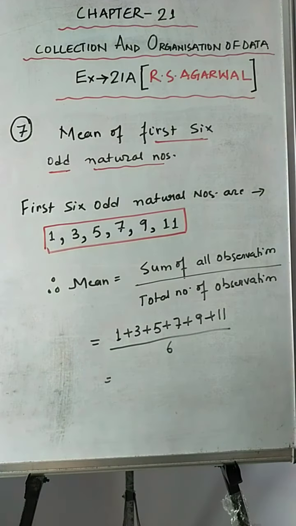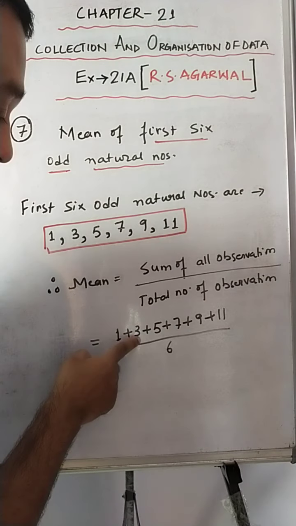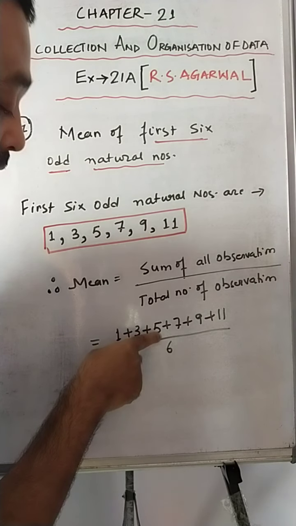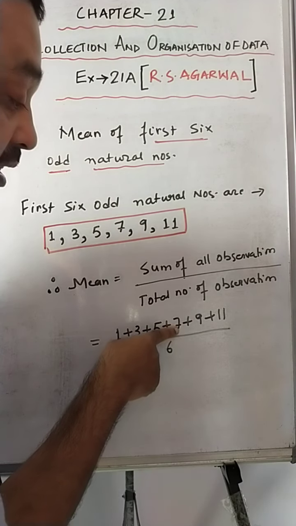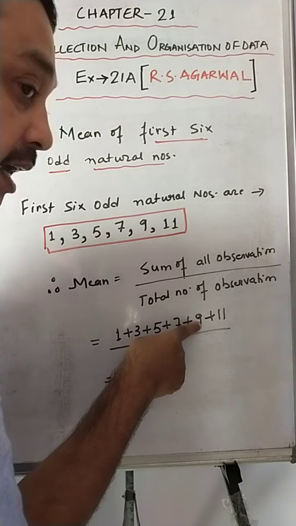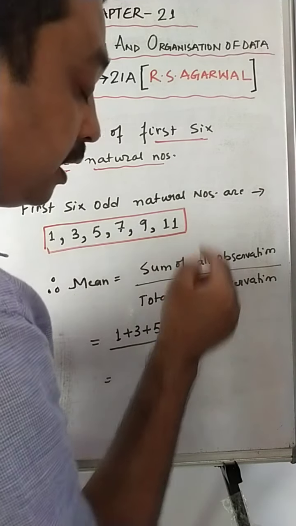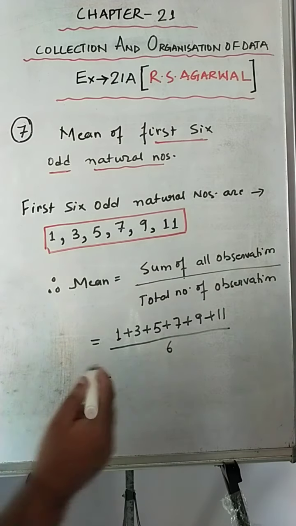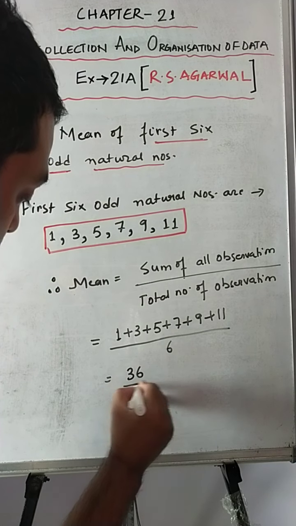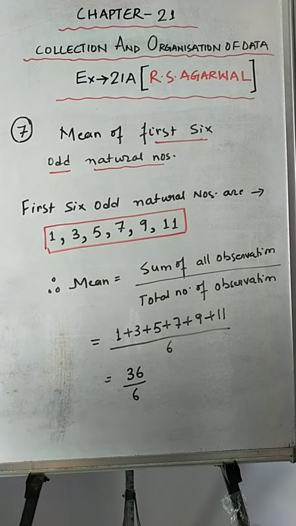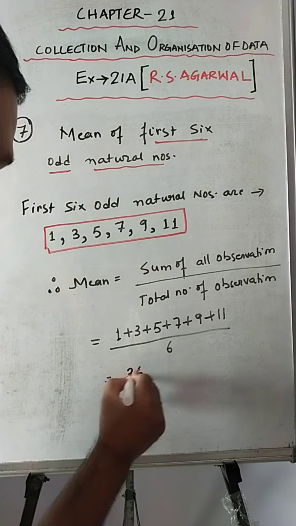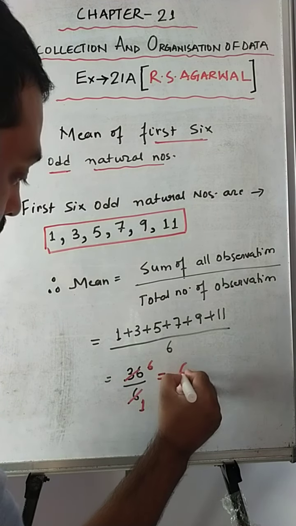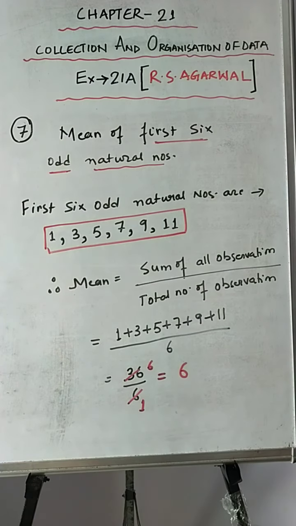Now we have to do the addition. 1 plus 3 is 4, 4 plus 5 is 9, 9 plus 7 is 16, 16 plus 9 is 25, 25 plus 11 is 36, students. So it is 36 by 6. Now we can easily reduce this: 6 ones are 6, 6 sixes are 36. So your required answer is 6. Very easy. Now let's move on to question number 10.